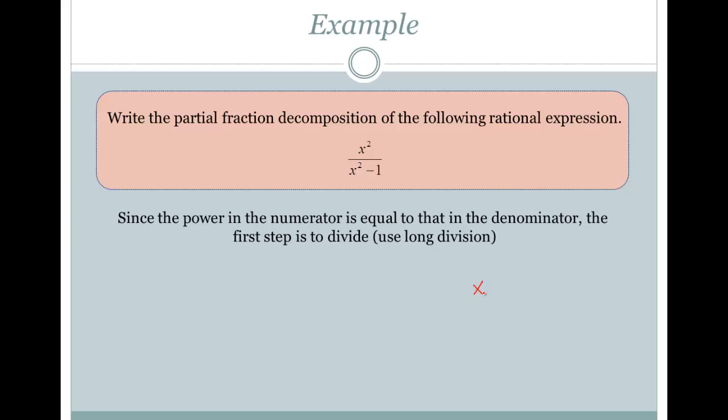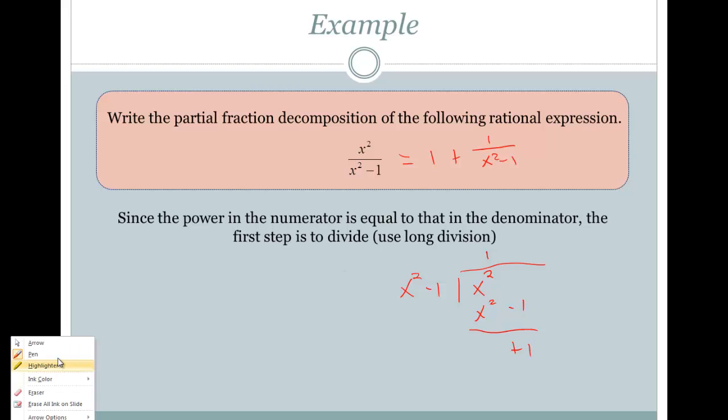So I have x squared divided by x squared minus 1, you get 1, x squared minus 1 plus 1, so I have a remainder of 1. So I can rewrite this and say that this is equal to 1 plus 1 over x squared minus 1, like that. Okay, you guys should see that.